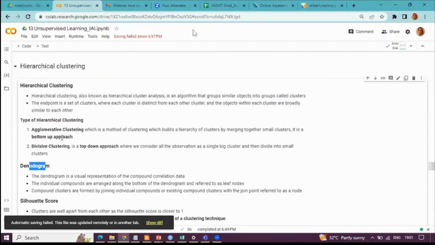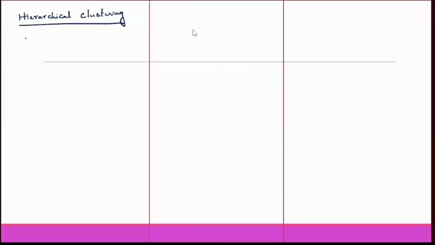So in case of hierarchical clustering, we are talking about agglomerative and divisive. What does this mean? Agglomerative. So initially what we say is if I have 167 observations, 167 observations are there.